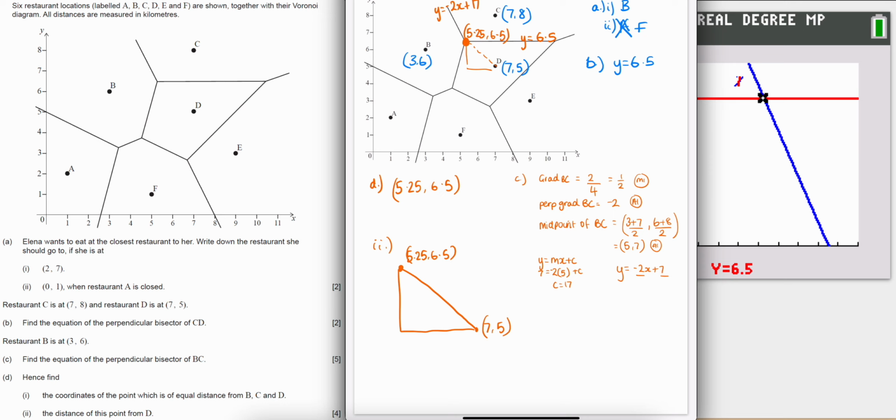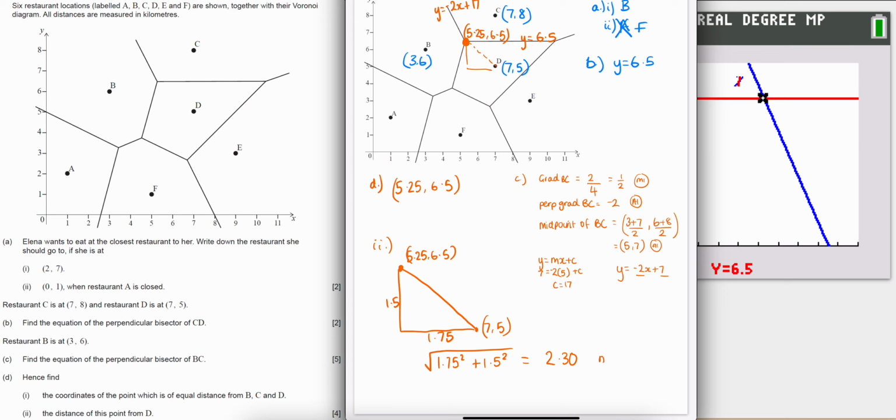So when I use my Pythagoras, I can see that I have 1.5 in this direction and 1.75 in this direction. And now I'm just using Pythagoras to find the answer. So 1.75 squared plus 1.5 squared, and I need to square root it all. And if I type that into the TI-84, then I find an answer of 2.30 to 3 significant figures.